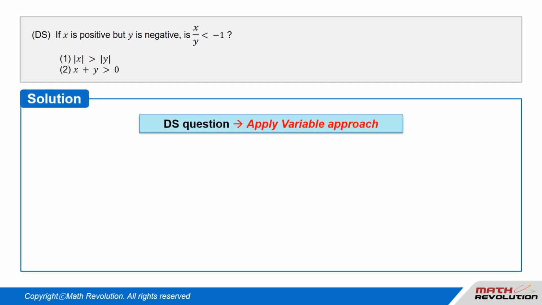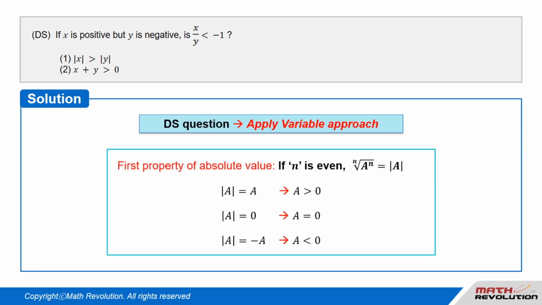Solution. Let's solve this DS question using the variable approach. The first property of absolute value: if n is even, then the nth root of a to the power n equals the absolute value of a.